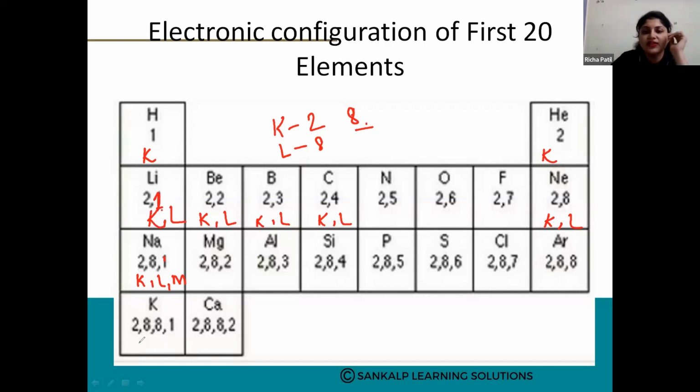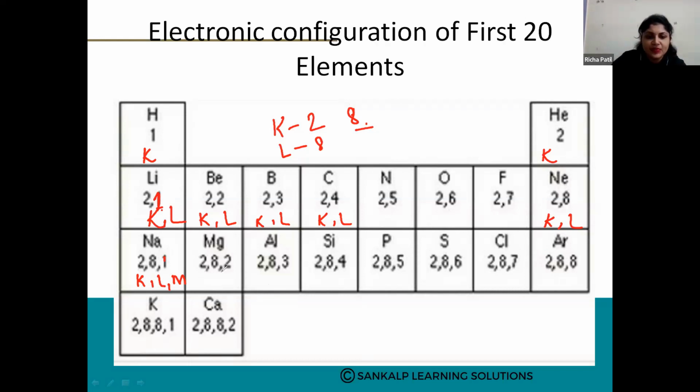So how are you going to fill the electrons in the electronic configuration? It is from lowest energy level to highest energy level. So remember the electronic configuration. This is the way you are going to fill up the electrons.